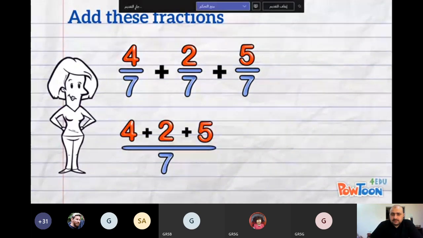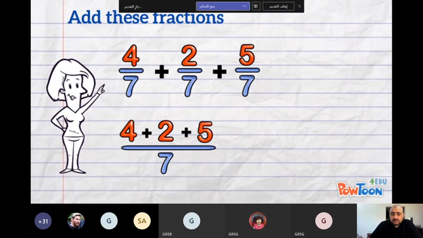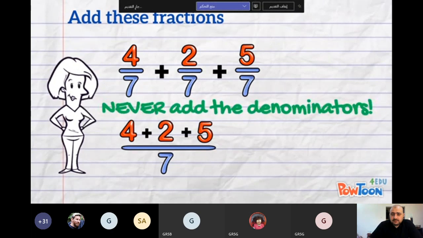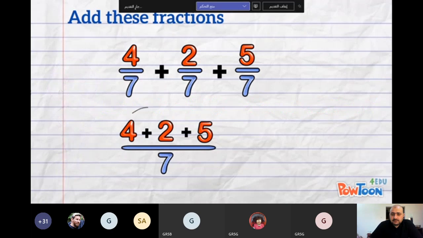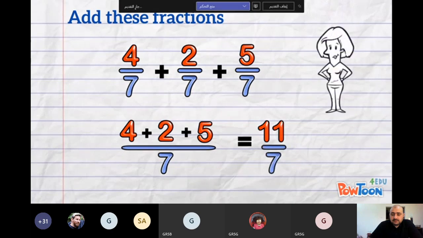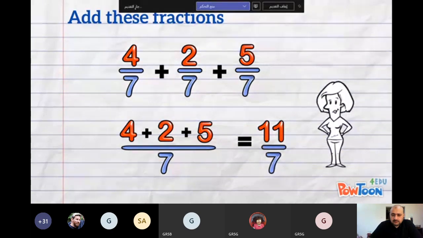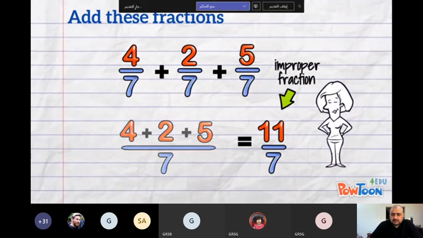This strategy is designed to make sure students don't make the mistake of accidentally adding denominators. And you know, we never add the denominators. Next, you just add it up. 4 plus 2 is 6, plus 5 is 11. We get 11 over 7. That's the numerators added, but now we've got an improper fraction, so it won't do.